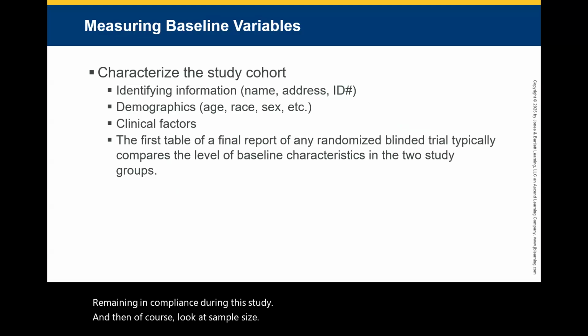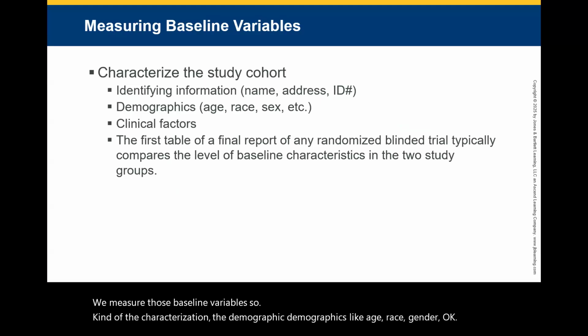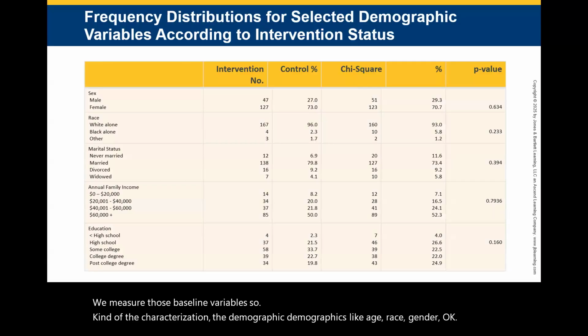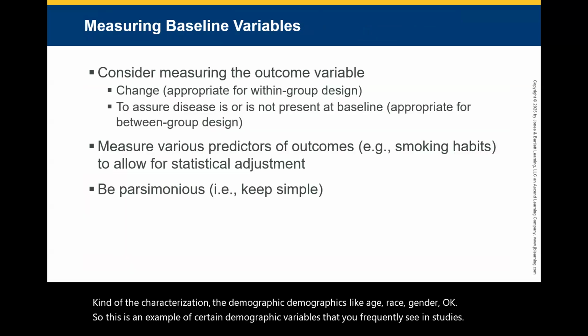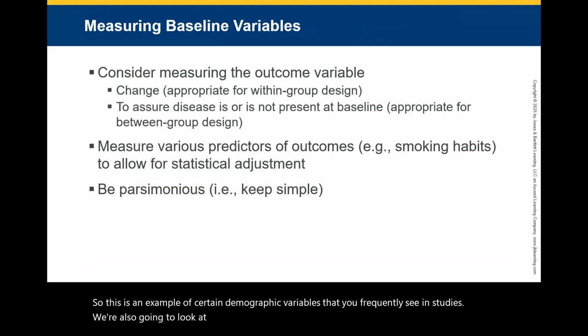We measure those baseline variables, so the characterization, the demographics like age, race, gender. So this is an example of certain demographic variables that you frequently see in studies. We're also going to look at various predictors or risk factors of outcomes, to make certain that we can allow for statistical adjustment of these types of things.